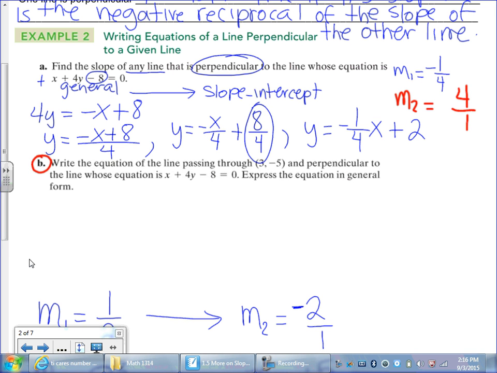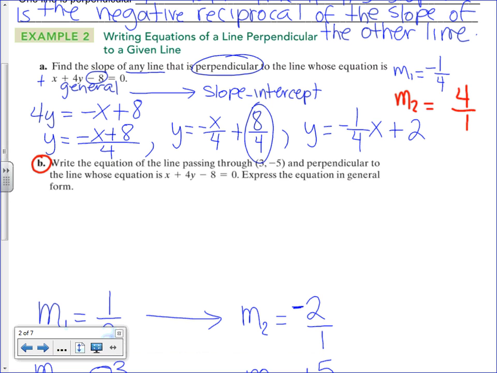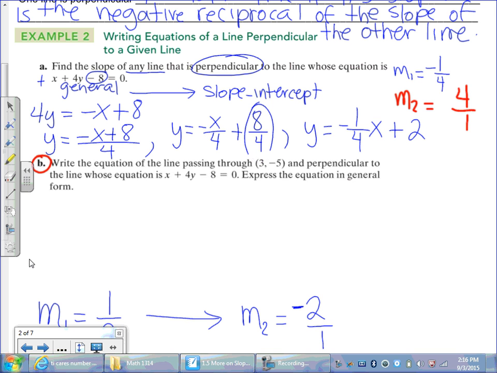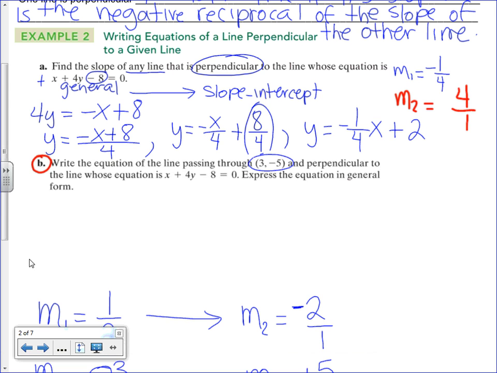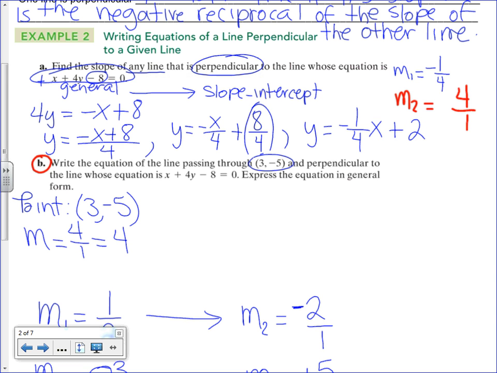In part B, we need to write the equation of a line passing through the point 3 comma negative 5. And we want it to be perpendicular to this line, right? The first one that was given to us. So we already know that the slope for that one will have to be 4/1, or simply just 4. So let's go ahead and use the point-slope formula.